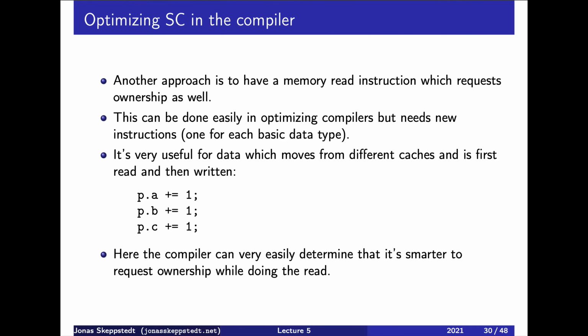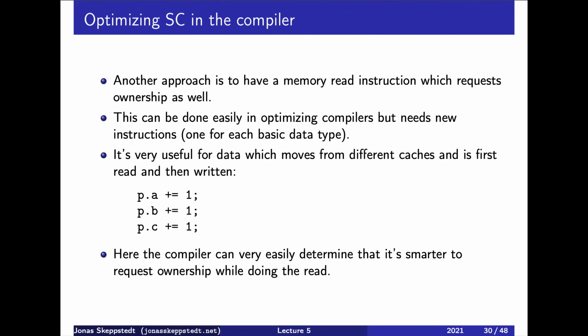Can we optimize sequential consistency in the compiler? Well, one could imagine that there is a memory read instruction or load instruction which also requests ownership. And then sometimes optimizing compilers can determine that some object, such as this P, will have, well, it's not necessary to have all 3 attributes being incremented. It's sufficient with 1, but it demonstrates more clearly that we want to modify some attributes in this object that P points to. If this is Java, otherwise there would be an arrow if it was C.